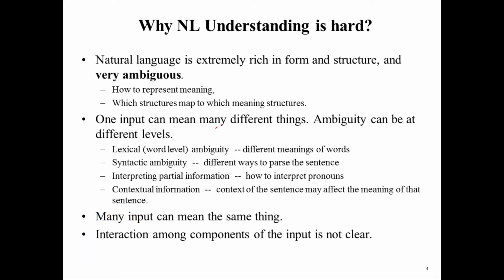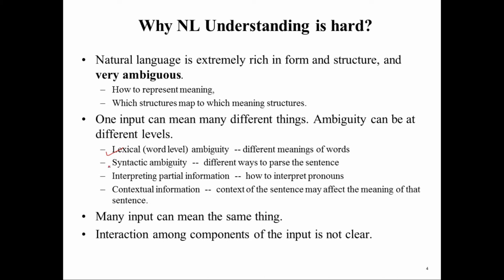One input can mean many different things, as I already told you. Basically, a single sentence can have different meanings. Ambiguity can be at different levels. The first level is the lexical level, that is word level ambiguity, different meanings of words. One word can have different meanings, so how the machine can judge it is very difficult.